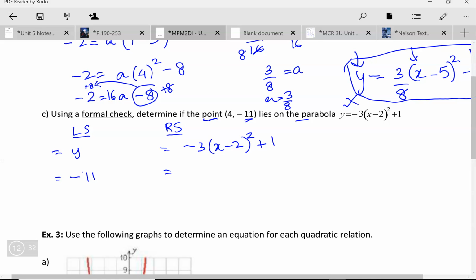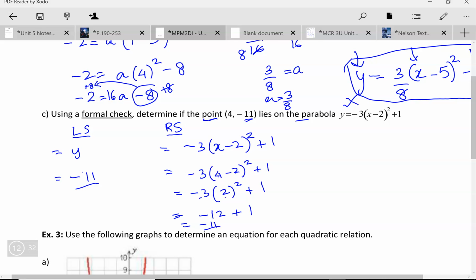So again, we're going to sub in x equals 4 here. 4 minus 2 squared plus 1. 4 minus 2 is 2 squared. Again, I'm just writing all the steps. You don't have to write all the steps. I'm not going to write all the steps because I'm going to just do 2 squared is 4 times negative 3 is negative 12. And this is, of course, equal to negative 11.